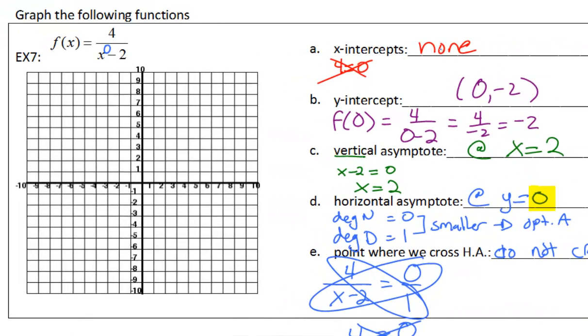So I don't have an x-intercept, so I can't put anything there. The y-intercept is (0, -2), so there's the dot for the y-intercept. Vertical asymptote at x equals 2. Horizontal asymptote at y equals 0, so let's go ahead and do that. And that's it. That's all the information that I have.